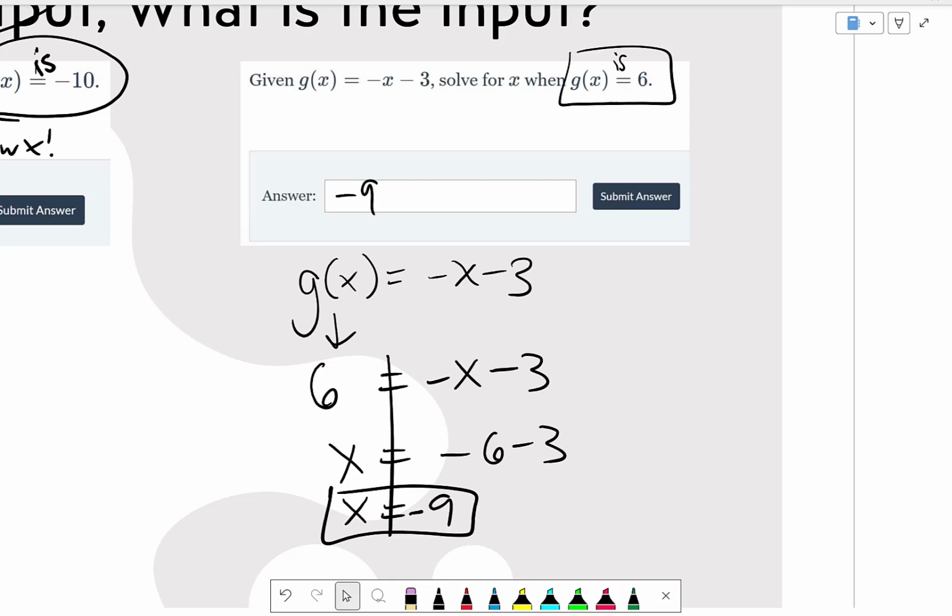One more time, this one is different. Okay, so g of x is 6, so this whole entire thing is 6. And then I solve for x, because we have to solve for x. I don't have x. And the answer was negative 9.